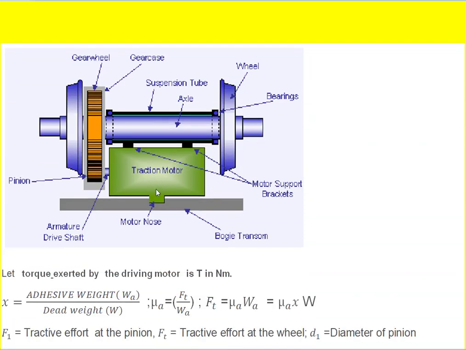So this is the traction motor, and the traction motor shaft is here, and this shaft is connected to the pinion. This is nothing but the pinion, and that pinion is in turn connected to the gear wheel. This is called the gear wheel, and this gear wheel will have the attachment to the wheel. This is also called the road wheel or simply the outer wheel. So here we experience the power or torque.